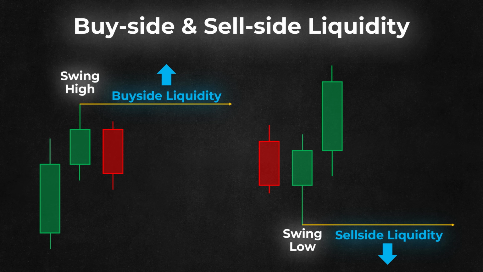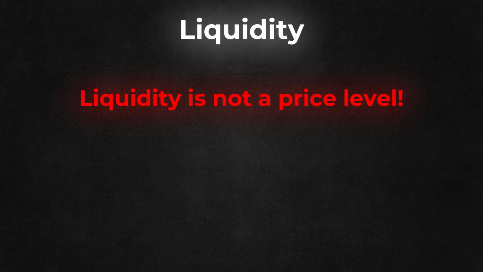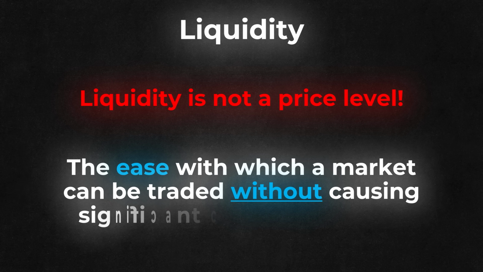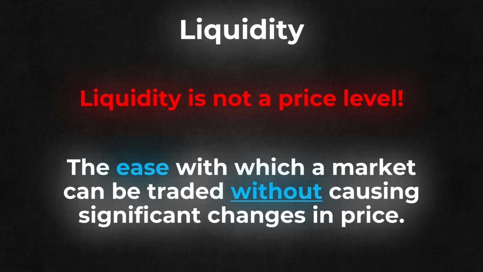The idea that price continuously takes the so-called buy-side and sell-side liquidity is obvious. There is no other possibility. It's not exactly because price is attracted to these areas. It's because it's the only way price can move. There are a few clarifications to make here. The first one is the idea of liquidity. I see many ICT traders throwing the term liquidity around without actually knowing what it means. Liquidity is not a price level. Simply put, liquidity is the ease with which a market can be traded without causing significant changes in price.